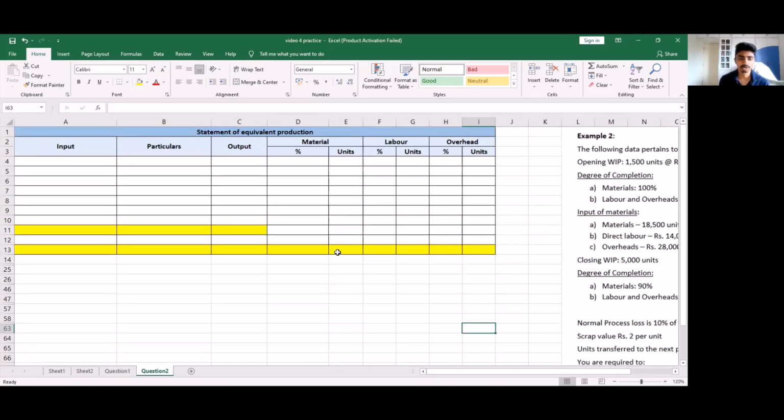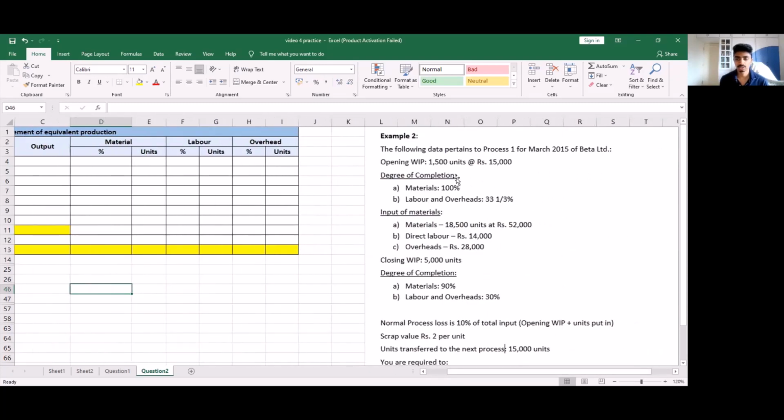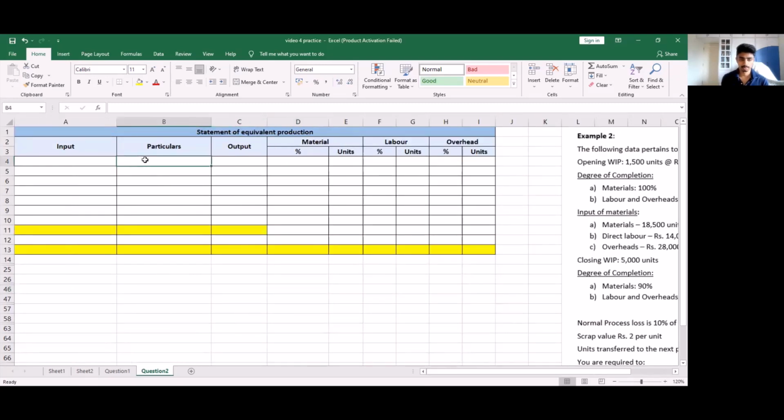And here we have our first account, which is a statement of equivalent production. We always start with our opening work in progress. So in our question, we have been given that our opening work in progress is 1,500 units. So in particulars, let's go on to write opening work in progress. So opening work in progress is our input, but these units will go on to become our output or finished goods. So we will write it in both columns.